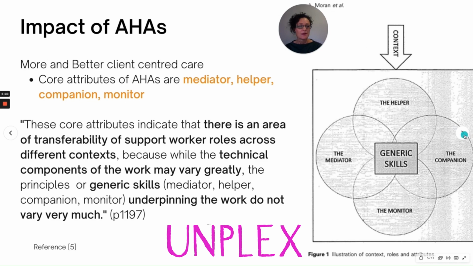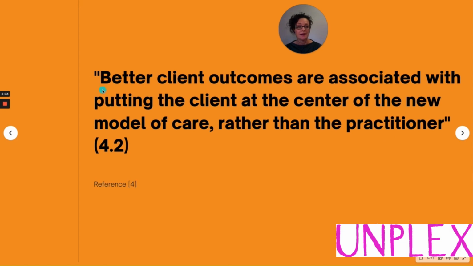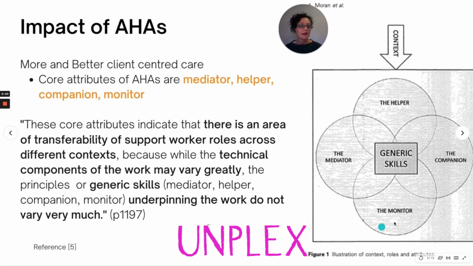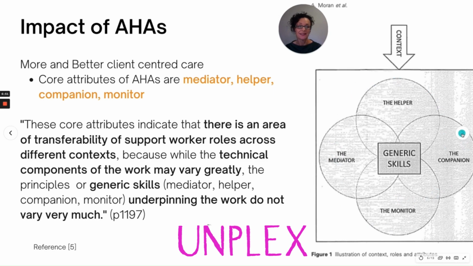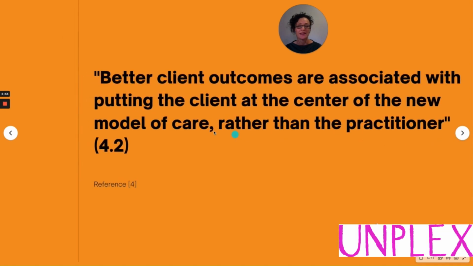So in summary, we know that better client outcomes are associated with putting the client at the centre of the new model of care rather than the practitioner. And as we've seen, when you have support workers providing these core attributes and these core interventions to your clients, you are able to reflect some of your client needs and match them with the allied health assistant and what they can offer. And that is why they can influence client outcomes.